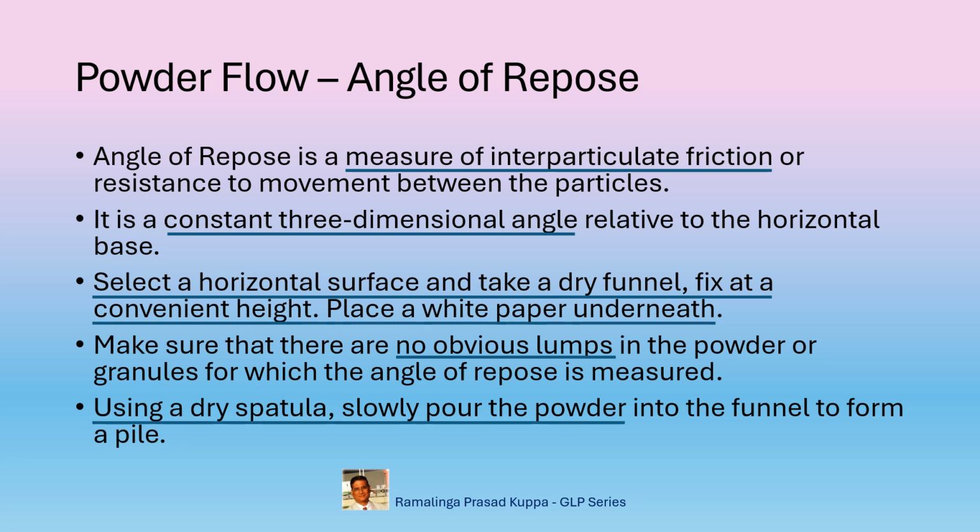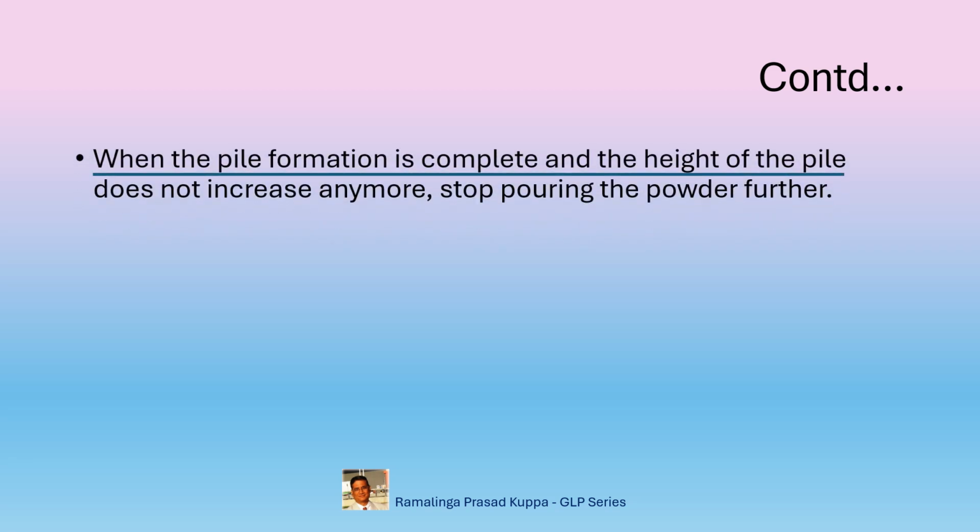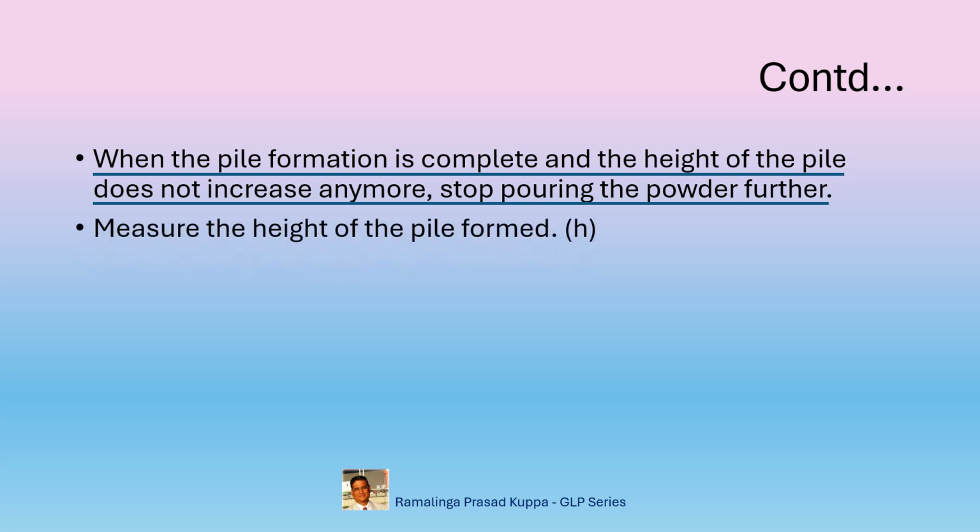Using a dry spatula, slowly pour the powder into the funnel to form a pile. Pour the sample till the pile formation is complete and the tip of the pile touches the bottom tip of the funnel. When the pile formation is complete and the height of the pile does not increase anymore, stop pouring the powder further. Measure the height of the pile formed, that is h. In this case, the height is fixed.